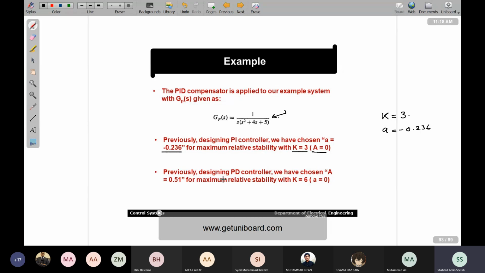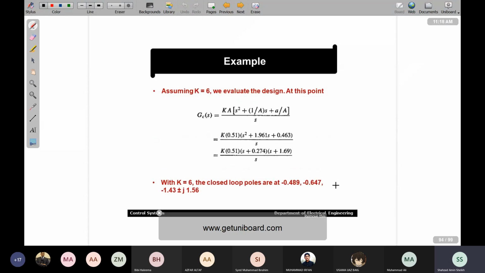And अभी थोड़ी देर पहले हमने देखा है कि designing PD controller we have chosen a is equal to 0.51 and capital K is equal to 6 हमने find out किया. ठीक है. So what we do, we assume कि हमारा k जो है that is equal to 6, and we evaluate the design at this particular point. So at this point g of s जो है that is in this form.